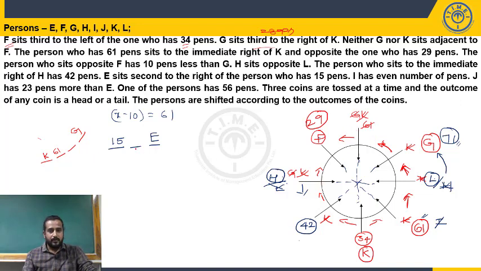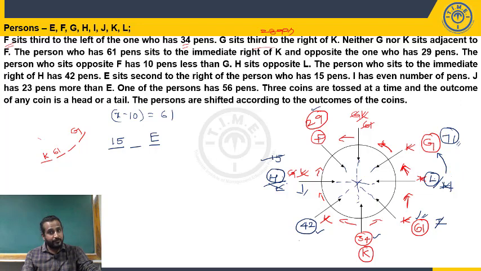Okay. What about this 15 and E? E sits second to the right of the person who has 15 pens. Let us check with each and every position. Here is 29. If I take the 15 here, second right will be E, first right, second right, K is already there. So, it cannot be 15. It is already 42, 34, 61. If I take the 15 here, first right, second right is E. No issue. So, 15 can be taken here.